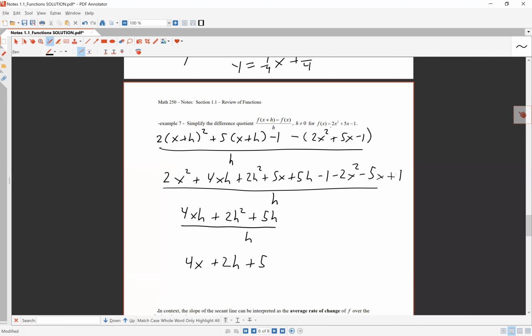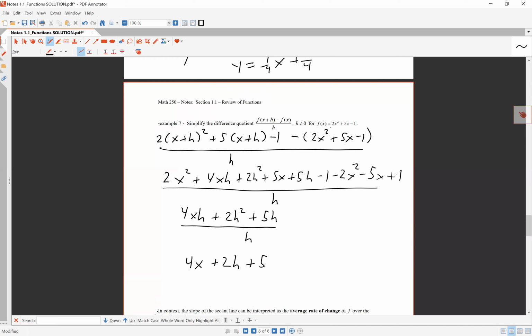All right. Okay, let's just simplify this. We're going to expand the quantity x plus h, quantity squared, and then distribute the 2. So you get 2x squared plus 4xh plus 2h squared plus 5x plus 5h minus 1, and then minus 2x squared minus 5x plus 1, all over h.